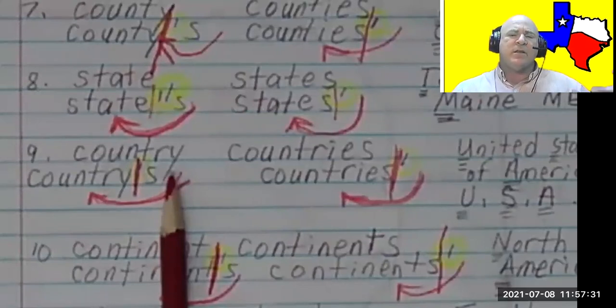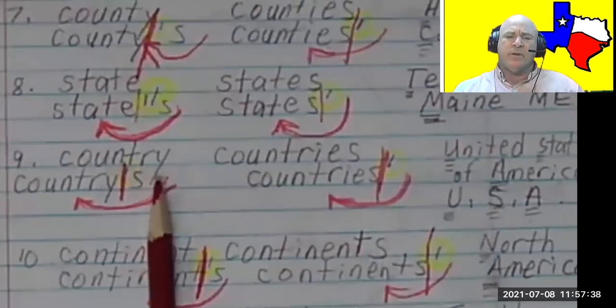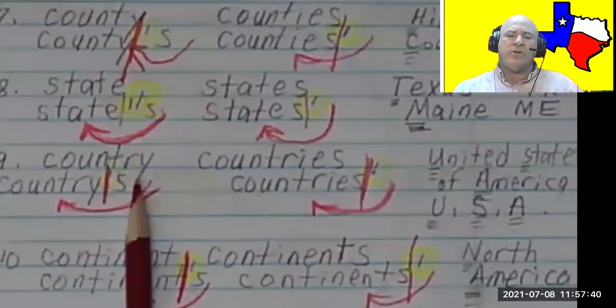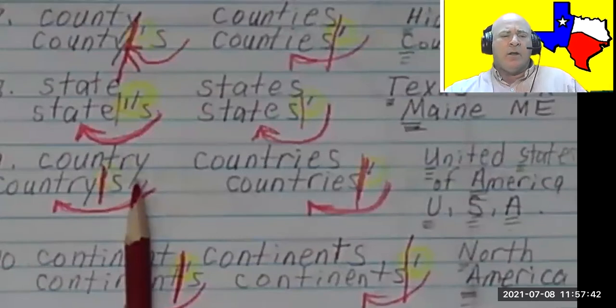Makes the lesson a little bit more interesting if somebody in the classroom actually gets to be doing it with a real toy that we turn into a tool. Number 9, D, is countries.